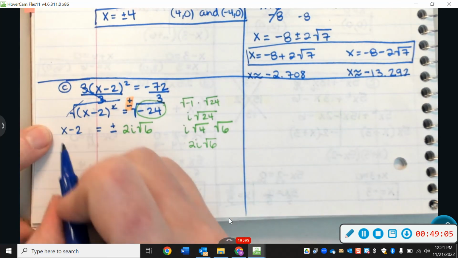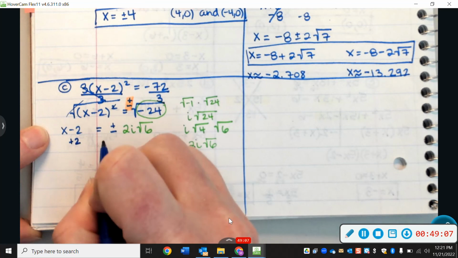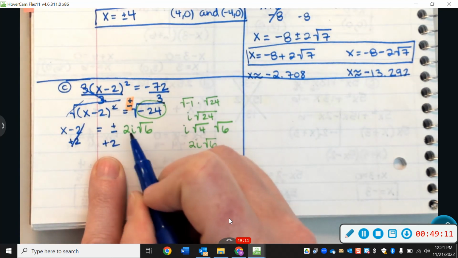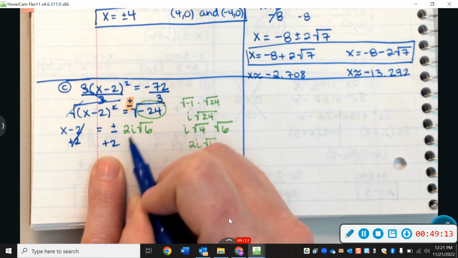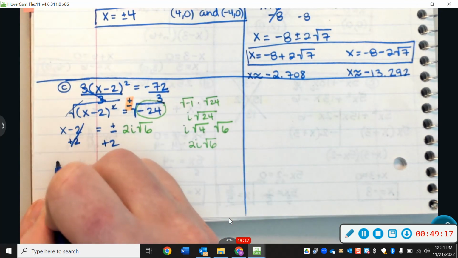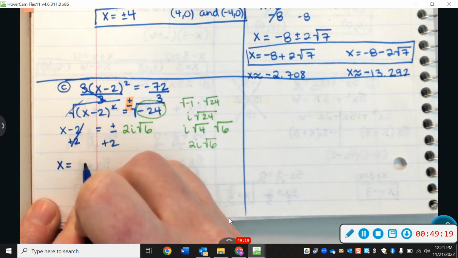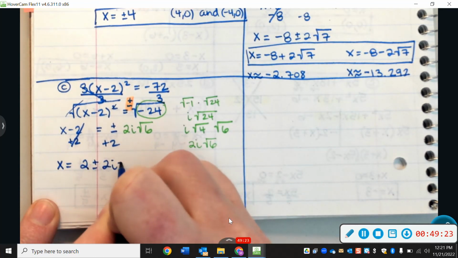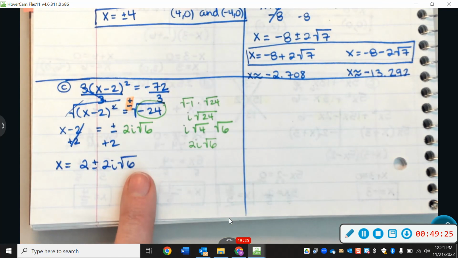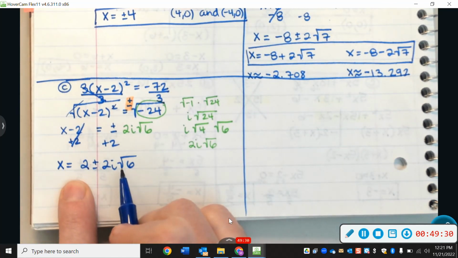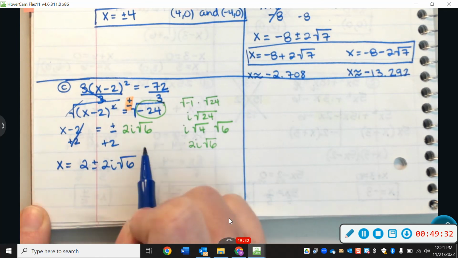Finally, to get x completely by itself, I would want to add 2 to both sides. And I'm noticing this is not a like term with this. It doesn't have the same variable, so it doesn't have an i. It also doesn't have the same radical. So in this case, I would need to just say that that positive 2 is being added to and subtracted from 2i root 6. I can't actually combine them together, so I have to leave them separate. And for a test, this would be as far as you can get.